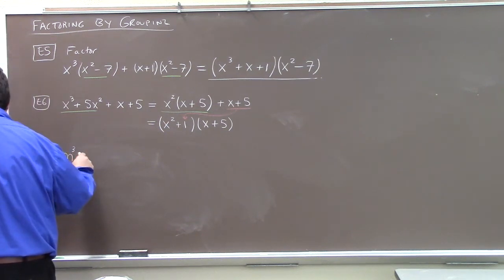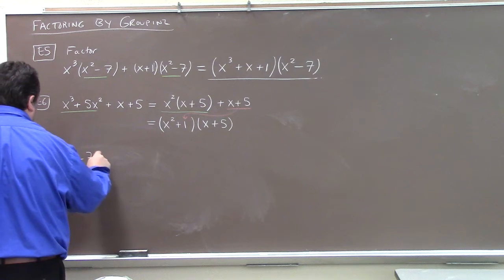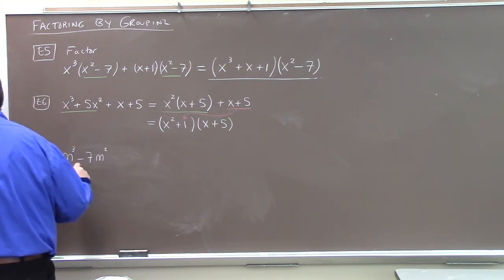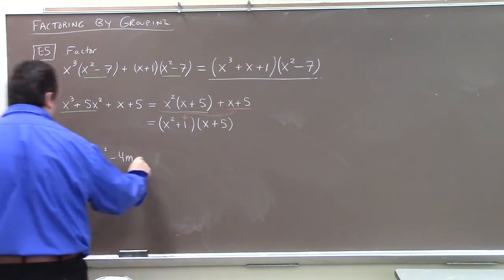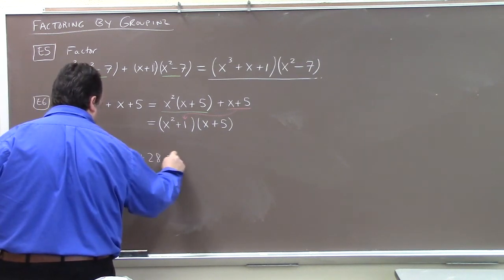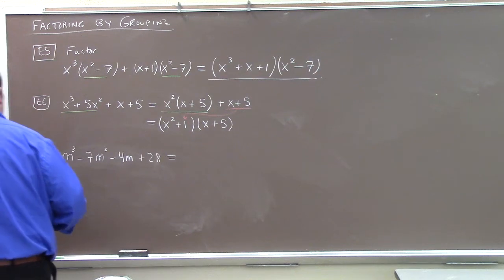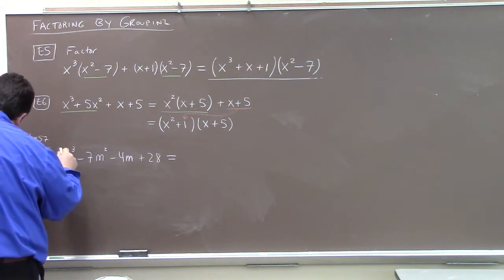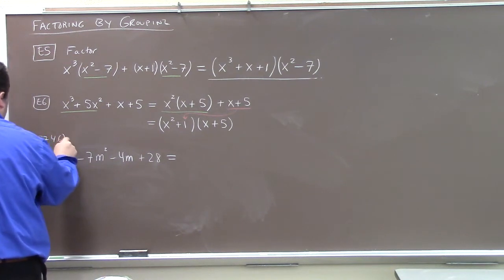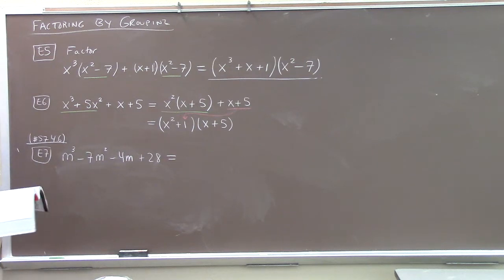m cubed minus 7m squared minus 4m plus 28. So this is number 57, section 4.6. If you're gone other days, make sure you watch the videos. We've covered bits and pieces of most of chapter 4 at this point.